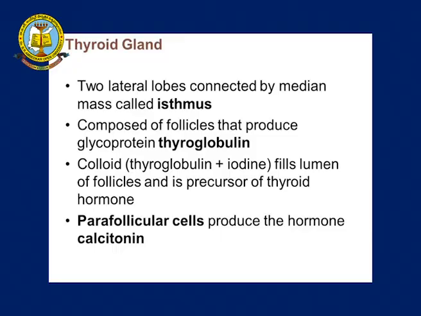The two lateral lobes are connected by the median mass called the isthmus. The follicles produce the glycoprotein thyroglobulin, and the colloid of thyroglobulin along with iodine fills the lumen of the follicle and is a precursor of the thyroid hormones. The parafollicular cells produce the hormone calcitonin.